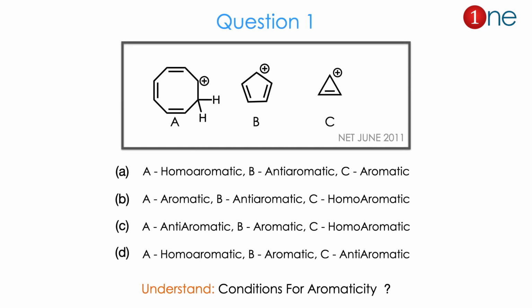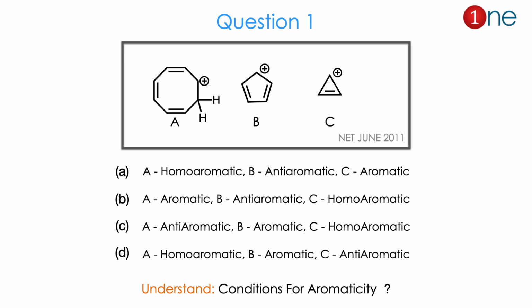Let us see question number 1. One is cyclooctane with 3 double bonds and one in conjugation with a cation. The second is cyclopentadiene, which is also in conjugation with a cation, and you get a 3-membered cation with 1 double bond. So A, B, C are the 3 compounds. They are asking about their aromaticity, whether A is homoaromatic, or heteroaromatic, or anti-aromatic.